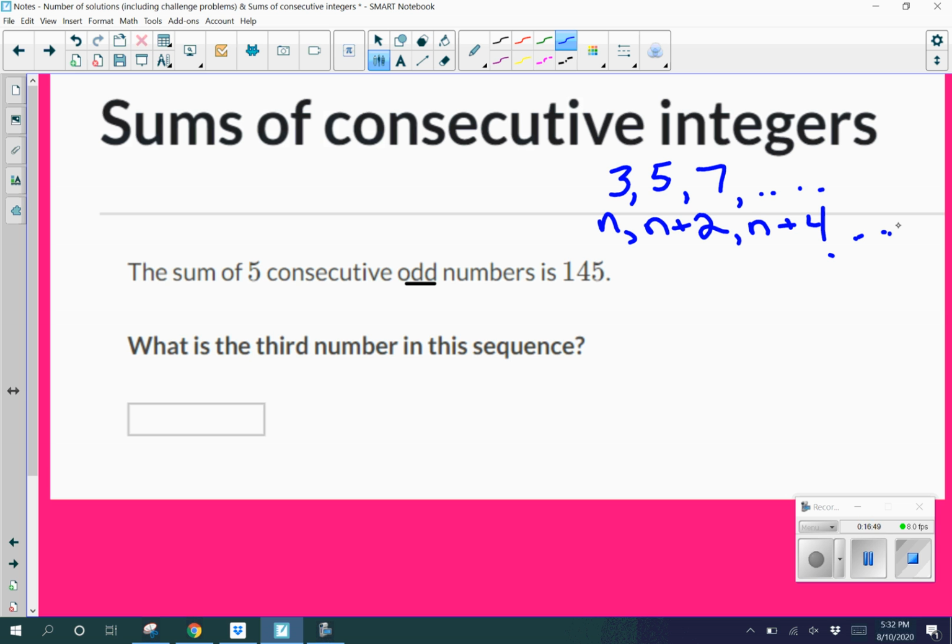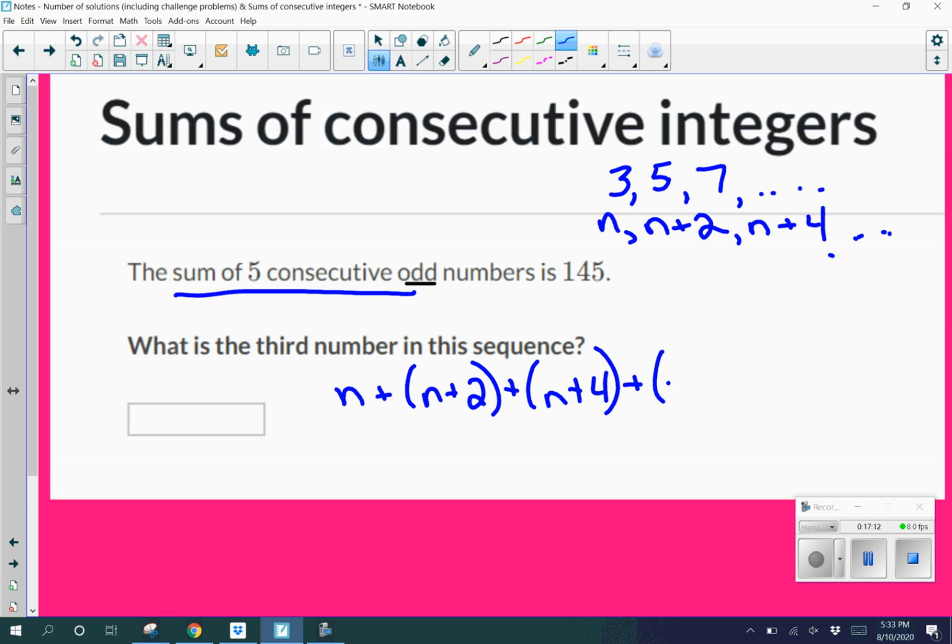So now instead of increasing in increments of 1, you're actually increasing in increments of 2, because you're referring to an odd number sequence. So for the sum of 5 consecutive odd numbers, I'm going to do n plus n plus 2 plus n plus 4 plus n plus 6 plus n plus 8 equals 145. So that leaves me with 5n plus, let's add up our constants, 2 and 4 is 6, plus another 6 is 12, plus 8 is 20.